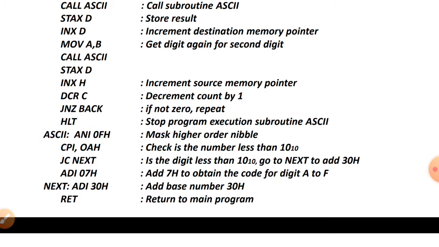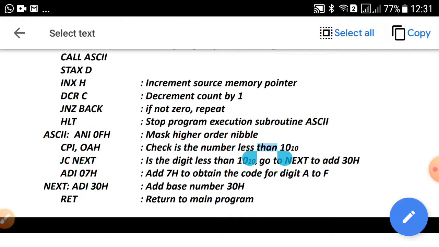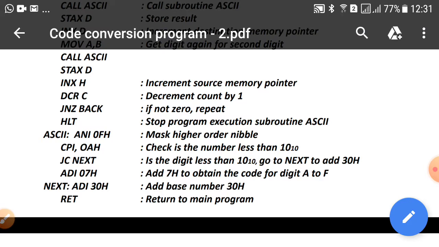What we want is to extract 9 from this F9. It means we want to work with the most significant 4 bits, the most significant nibble of the number. So what we have done first of all is an AND operation, just to mask the upper nibble, meaning we want to mask the F and use only 9. That is why we have used ANI 0F, to mask the higher order nibble.